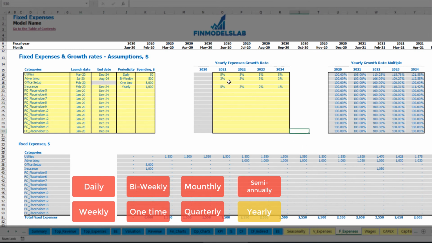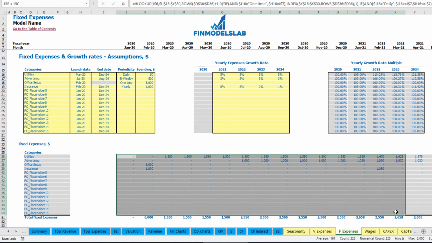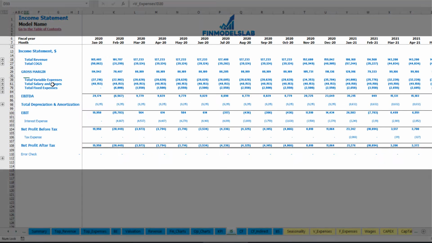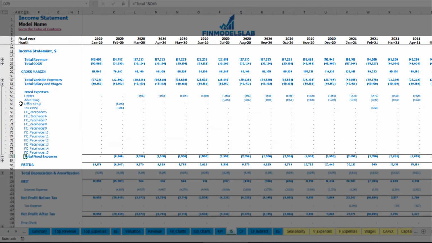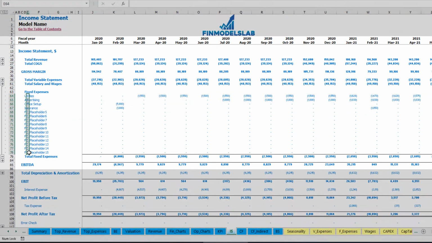For each expense type, you can use growth rate, and the calculation you may see in here. Also, in income statement, you may find total fixed expenses group. If you ungroup this section, you can see these amounts broken down by months and by fixed expenses line items.